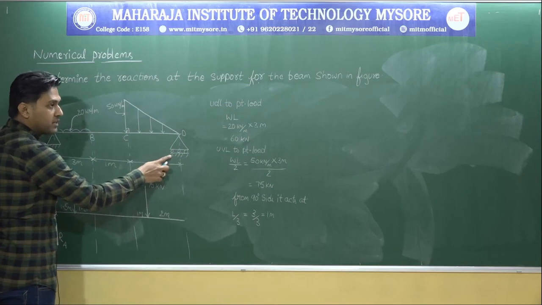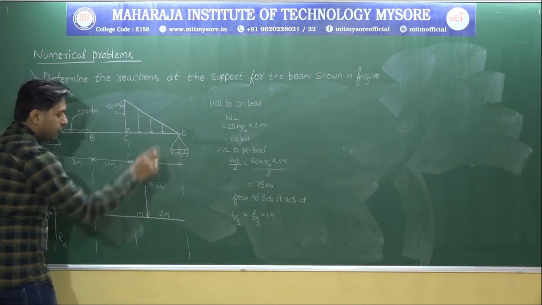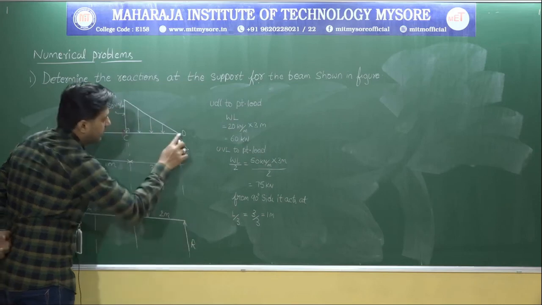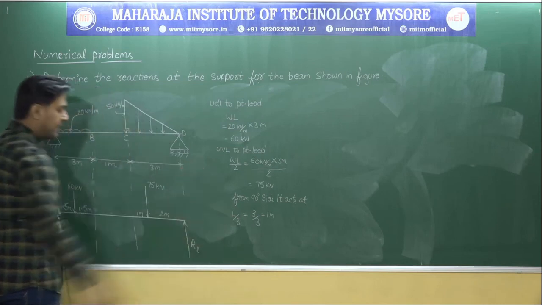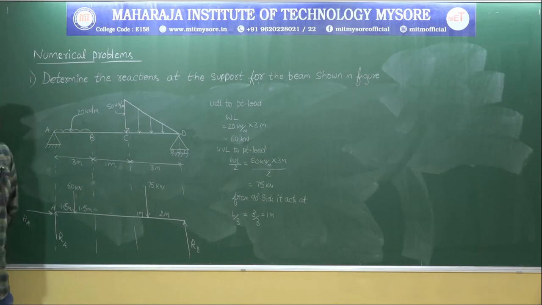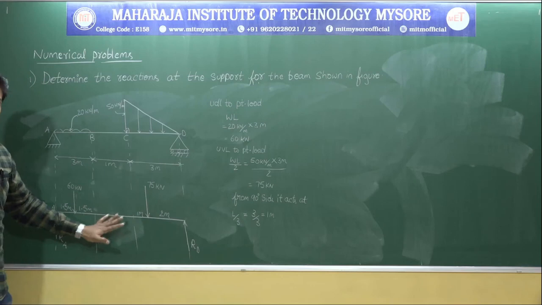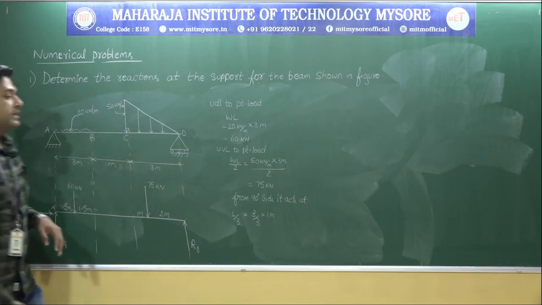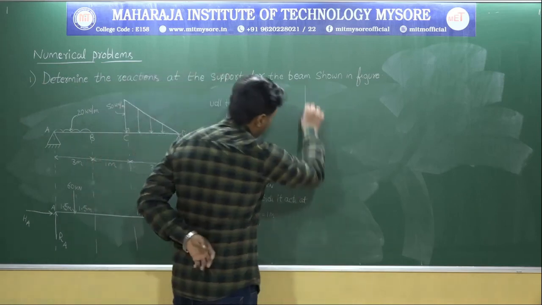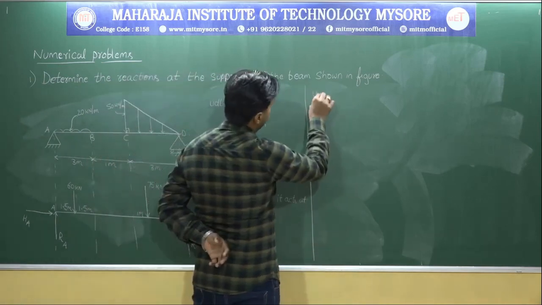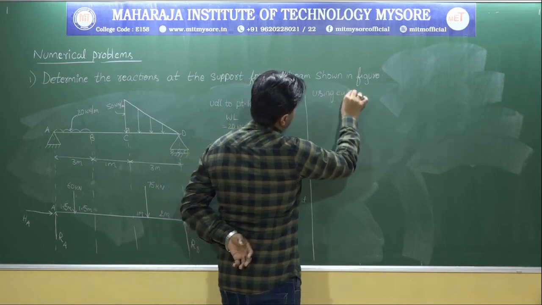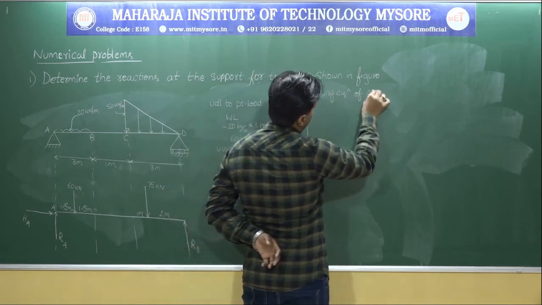Now we are having a roller support. For roller support, I think you people know that you will be having only one reaction, and that point is D. Therefore, I will be calling it RD. Okay, so now we'll go one by one. This completes the free body diagram. Now I will be moving on with the equilibrium equations. So using equations of equilibrium.